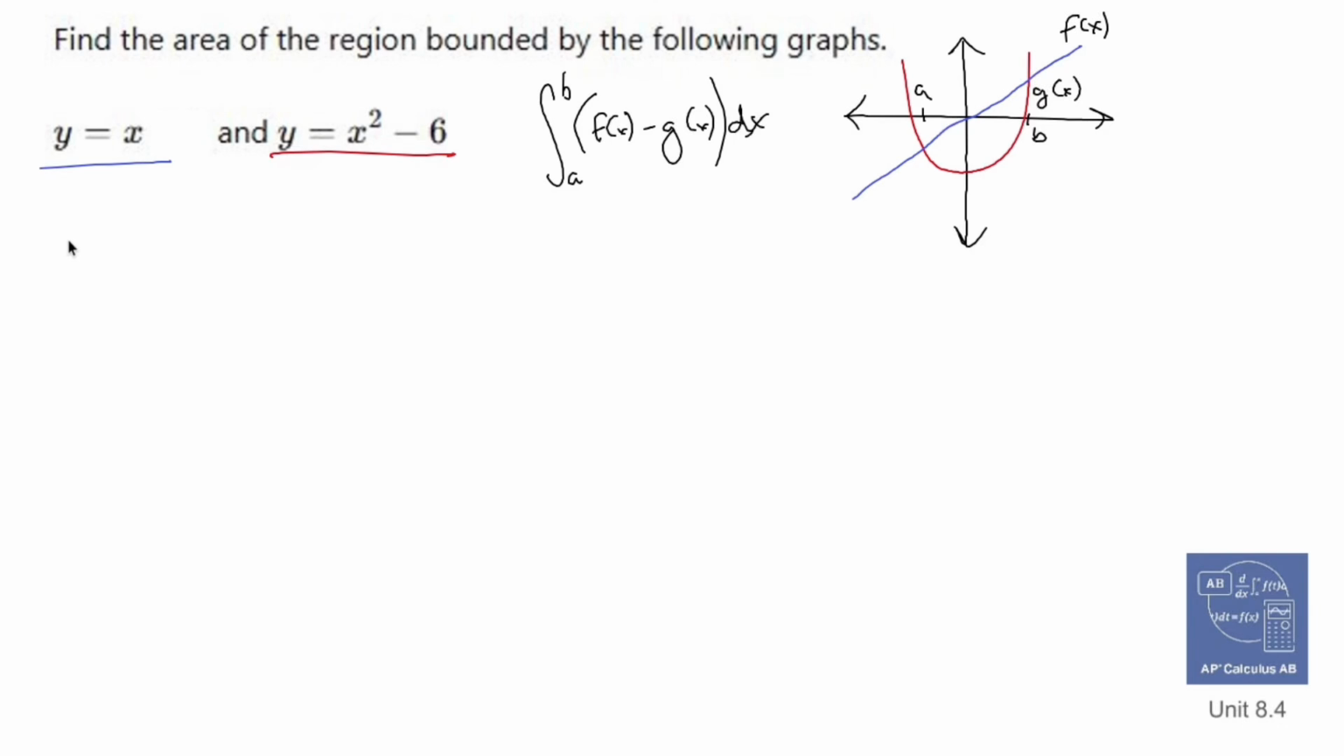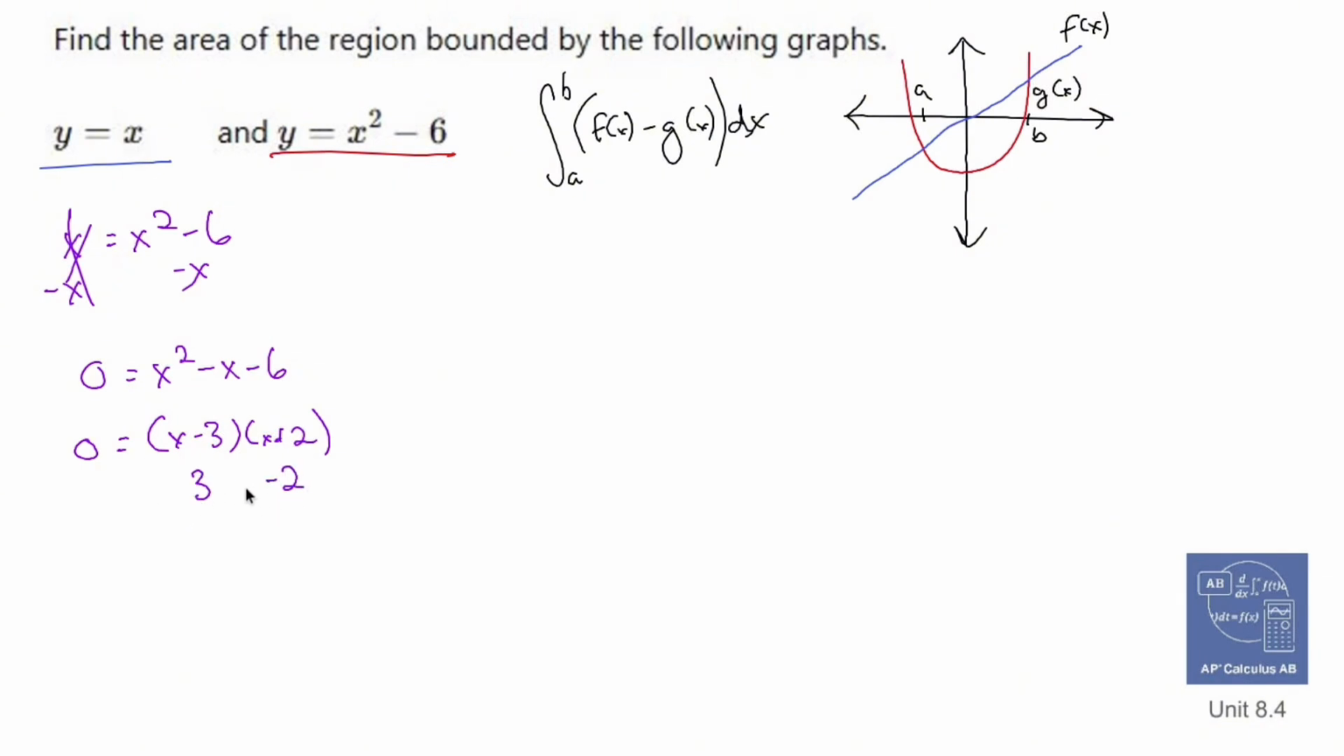So I'm going to set these equal to each other: x equals x squared minus 6. Let's subtract x from both sides. 0 equals x squared minus x minus 6. Factor that out: x minus 3, x plus 2. And my zeros are going to be at positive 3 and negative 2. So those are going to be my limits of integration. I'll make the smaller one a, the larger one b, like so. And now we have enough ammunition to plug stuff in.